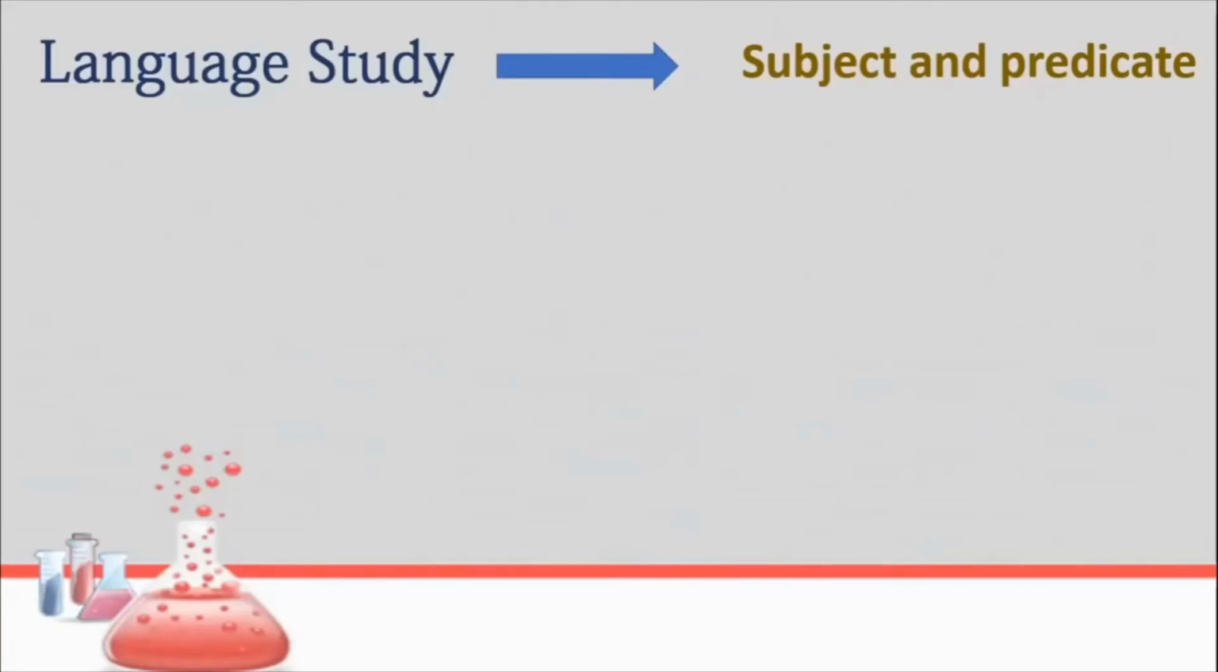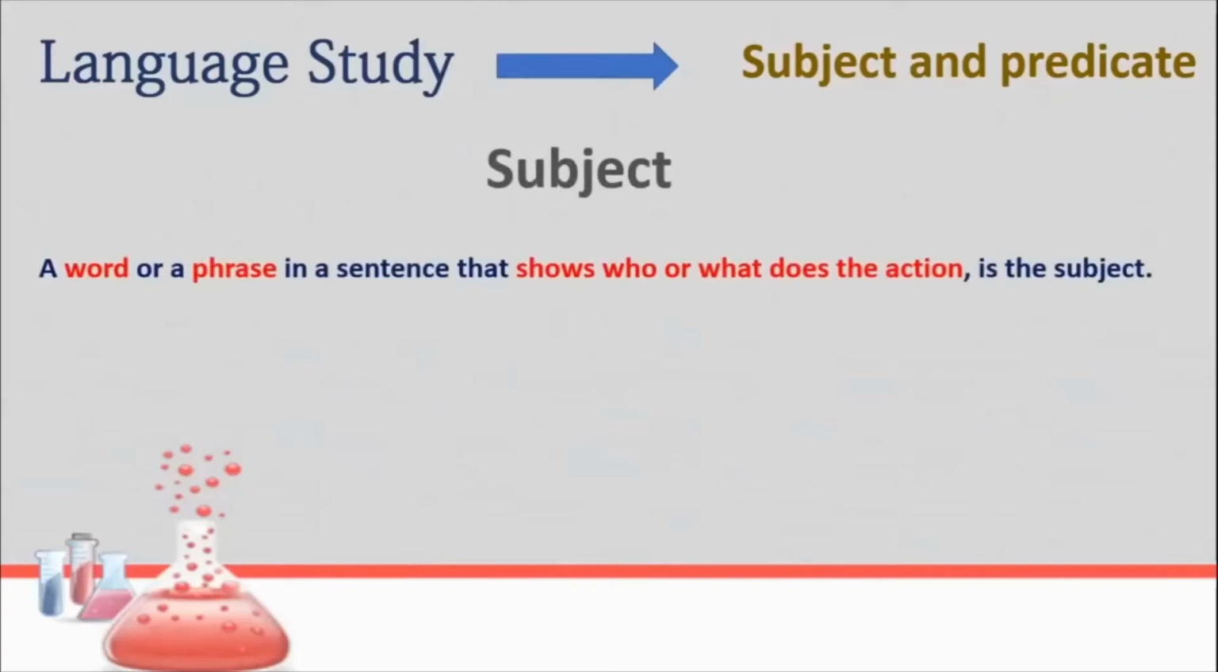Alright, so come on, let's see what a subject is. So according to the meaning in your textbook, a word or a phrase in a sentence that shows who or what does the action is the subject. So there are certain words which are important and they bring out the meaning of this concept of subject that I have marked in red for you. So the subject can be a word or it can be a phrase. A phrase means a group of words and it is part of the sentence.